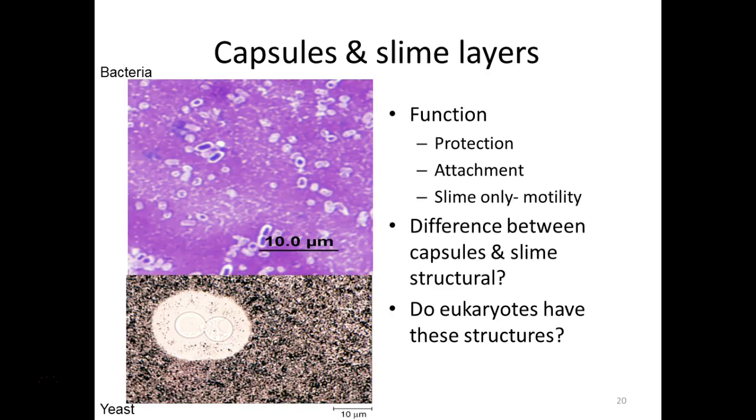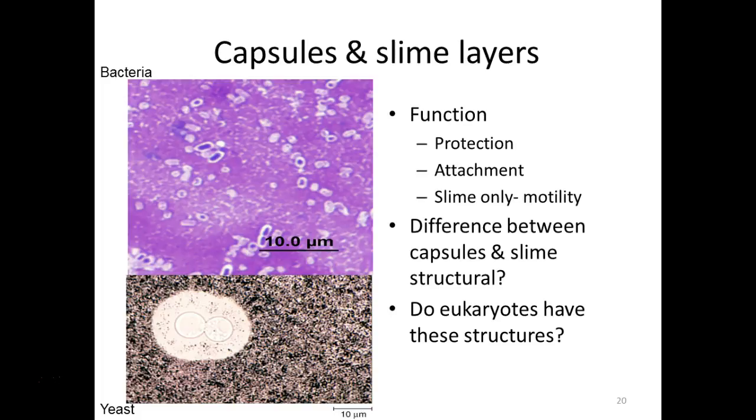So capsules and slime layers. This is outside the cell wall or the cell membrane. And this is an additional layer that can add, of course, additional protection. In some cases, it can enable attachment, again giving that bacteria the ability to stick to us. And only with slime can it also be used as something that's motile, right? That slime can help it be motile.